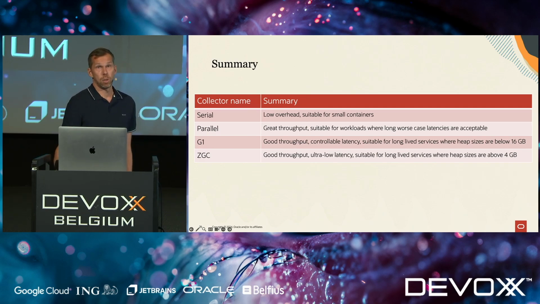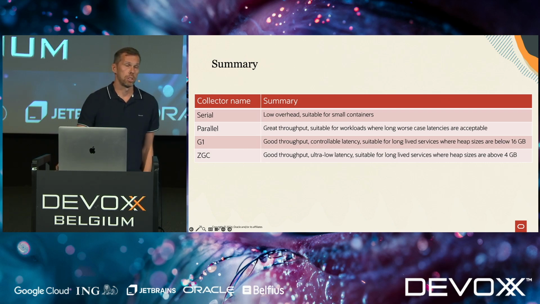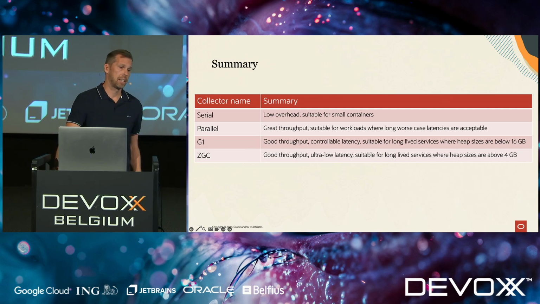So let's do a quick summary on the garbage collectors that we have. We have serial, which has low overhead, and it's very suitable for small containers. We have parallel with great throughput, suitable for workloads where the worst-case latencies are acceptable. Then we have G1, good throughput, controllable latency, and suitable for long-lived services where the heap sizes are below 16 gigabytes. The 16 gigabytes here is just a guideline. G1 can handle much, much larger heaps. It's just when you go above 16 or 32 gigabytes, CGC might be a better alternative.